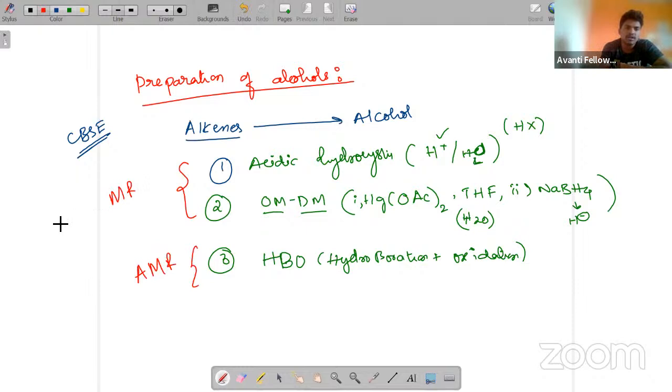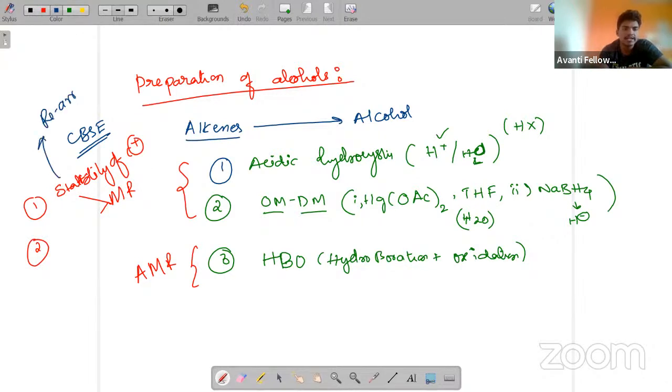In Markovnikov addition, the first one will focus on the stability of carbocation. So whenever we are talking about stability, one thing you need to remember is rearrangement, or we can also say ring expansion. Rearrangement and ring expansion.